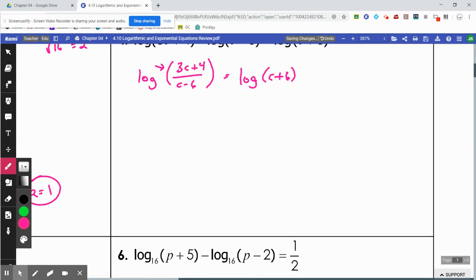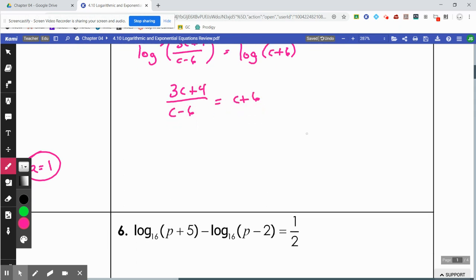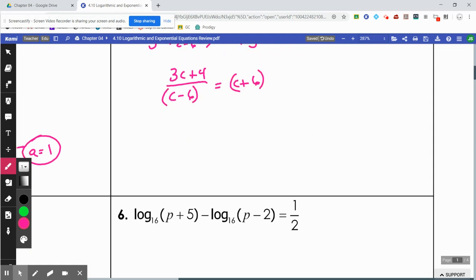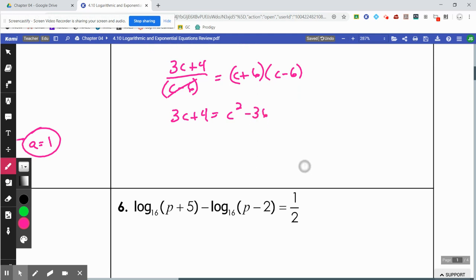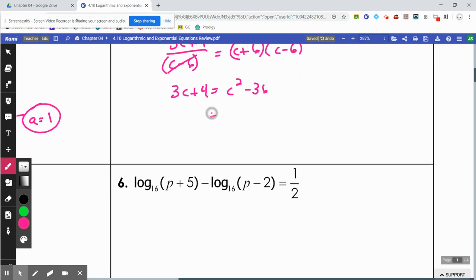Now that you have a log equals a log, you can set the arguments equal to each other. 3c plus 4 over c minus 6 equals c plus 6. We're going to move over this division by multiplying. And luckily, when you multiply, you actually have conjugates over there. So that's very easy to multiply. So you have 3c plus 4 equals c squared minus 36. It is quadratic. Let's move everything to the same side.